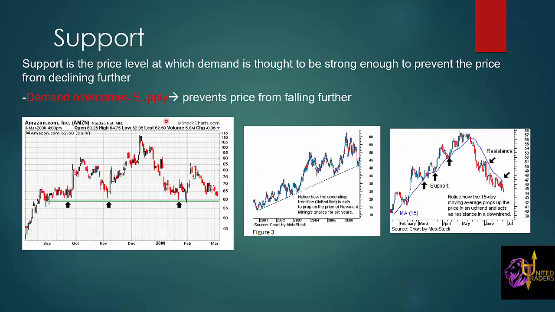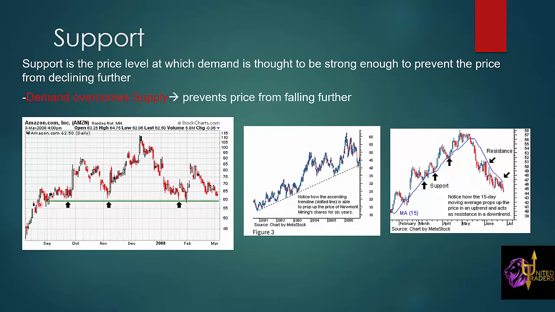Also, last time we quickly discussed support. Remember, support's the idea of demand overcoming supply. Down here, buyers are stepping in, preventing sellers from taking it lower. The demand is overcoming the selling pressure of sellers down in this area.